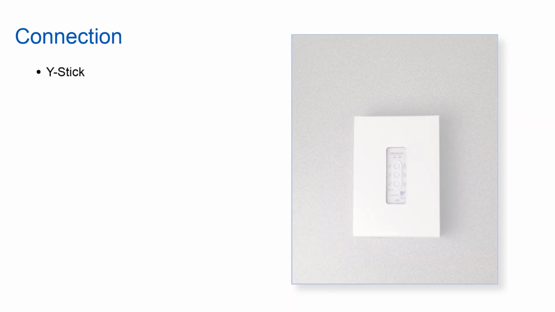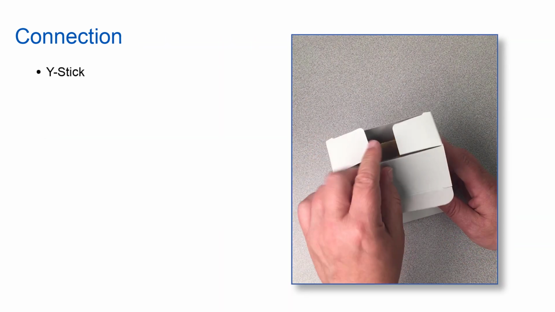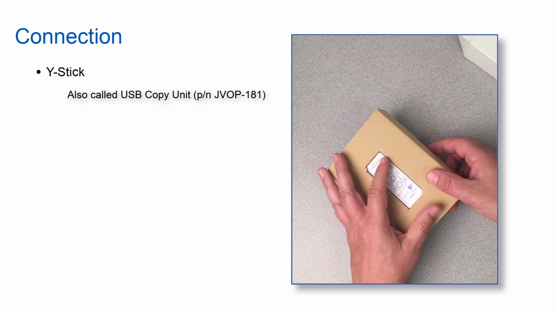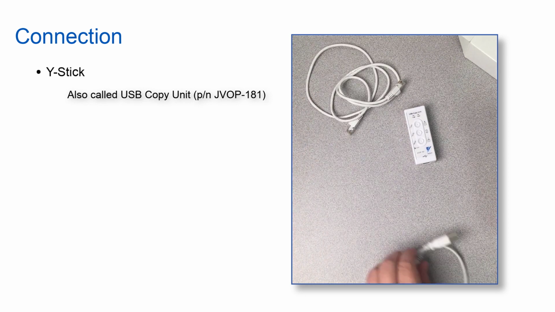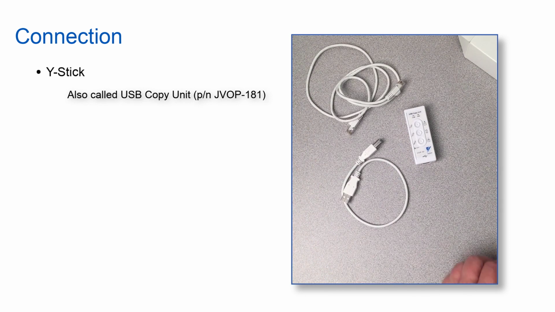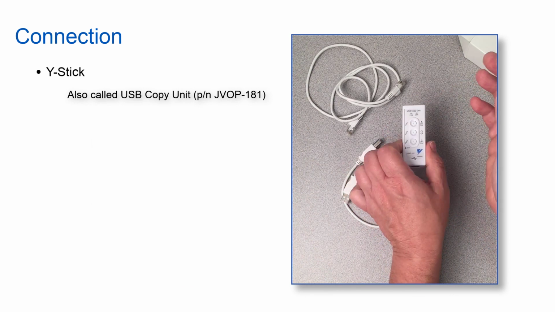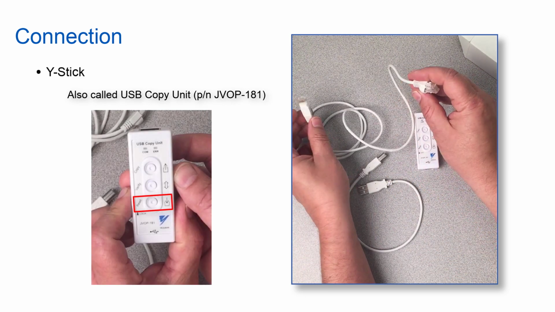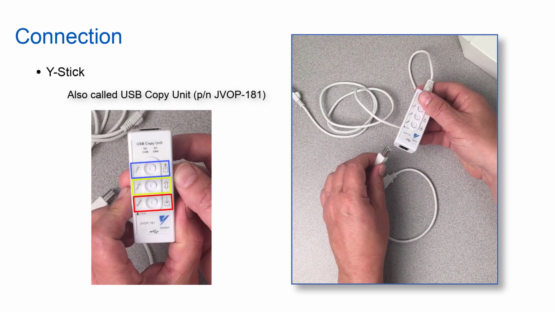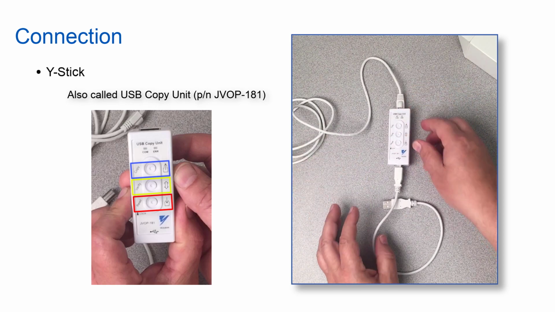The final connection option for DriveWizard HVAC is the Y-Stick. The Y-Stick allows the drive to connect to the USB port on a PC much like the USB serial adapter we mentioned previously. As an added bonus, when not being used as a serial to USB pass-through, the Y-Stick can also read, copy, and verify drive parameter settings from one drive to another similar drive.